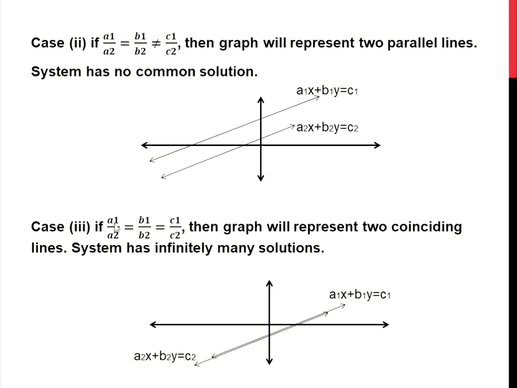Case 3. If a1 upon a2 equal to b1 upon b2 equal to c1 upon c2, then graph will represent two coinciding lines. System has infinitely many solutions. Here, both the lines a1x plus b1y equal to c1 and a2x plus b2y equal to c2 are coinciding. So this system has infinitely many solutions.